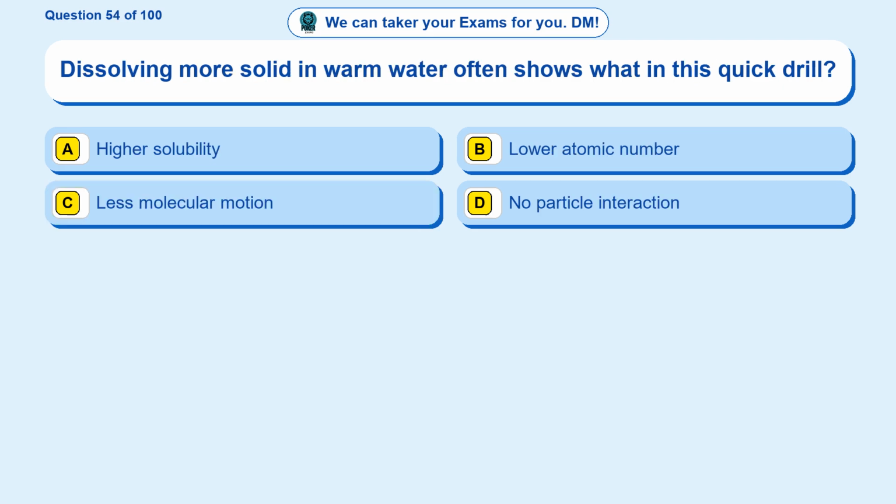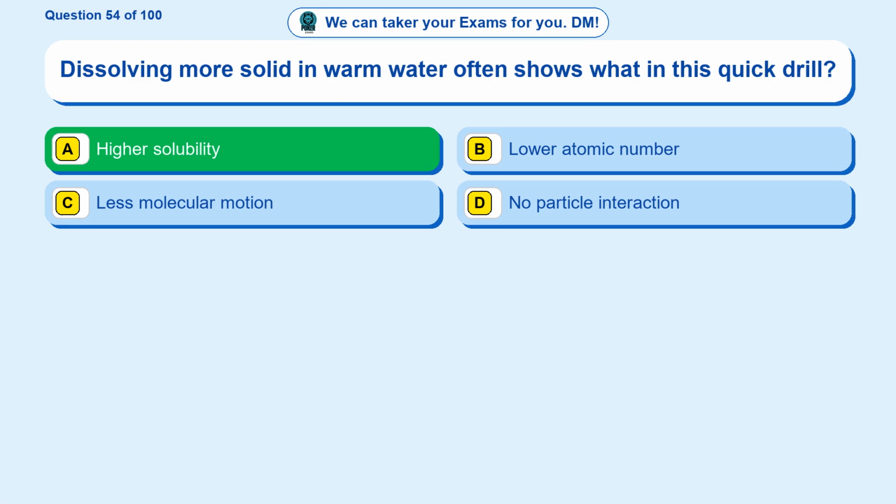Question 54. Dissolving more solid in warm water often shows what in this quick drill? Option A, higher solubility. Option B, lower atomic number. Option C, less molecular motion. Option D, no particle interaction. The correct answer is option A. Higher solubility.